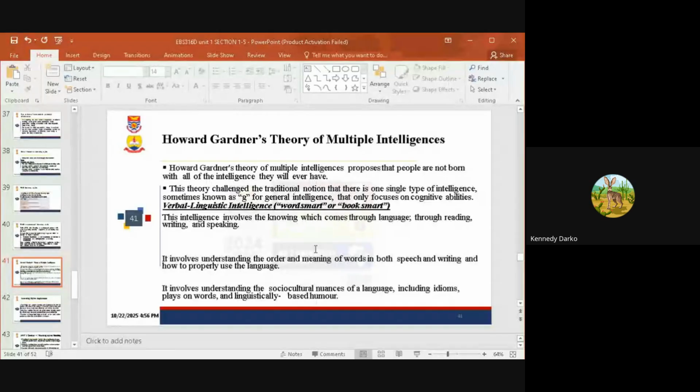Now, it also involves understanding the order and meaning of words in both speech and writing, and how to properly use the language. You must get the understanding. Now, it involves understanding the socio-cultural nuances of a language, including idioms.